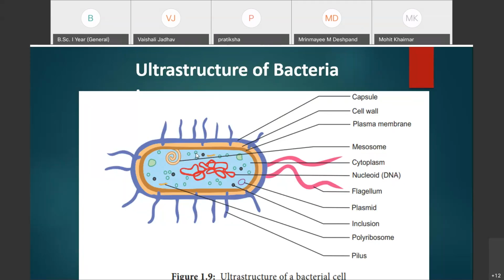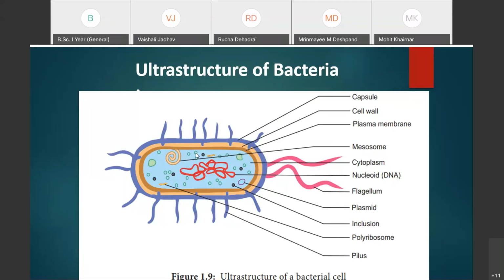Then these ribosomes are different from those of the eukaryotic cell. These ribosomes are of the 70S type. Here S denotes the Svedberg unit. Svedberg gave the classification of ribosomes as per their rate of sedimentation. As per their rate of sedimentation, the ribosomes are of different types.